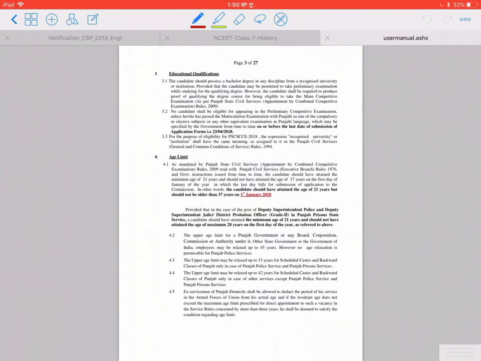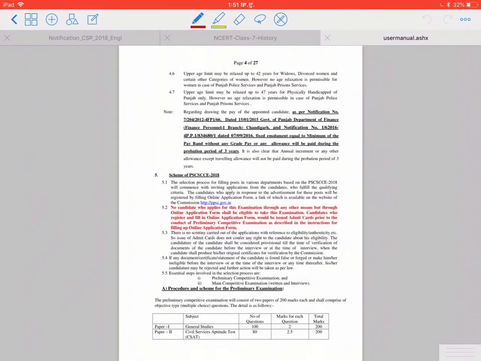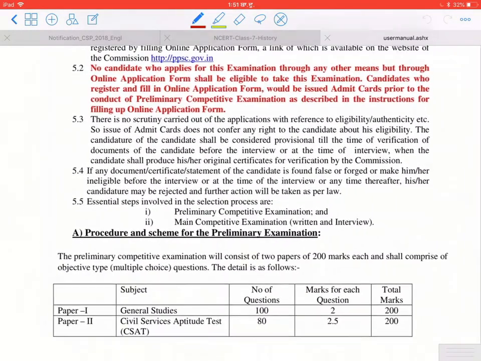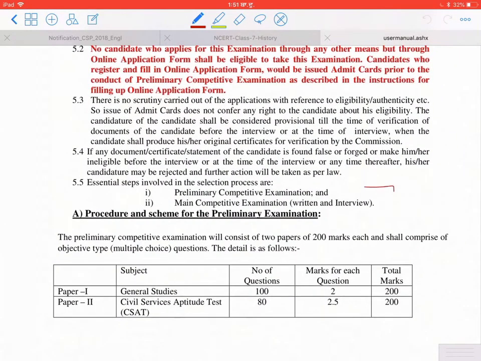Then next is the last date of submission. You have to fill the application forms by the 23rd, and this is the age factor that is considered relevant. After that I am directly moving to the scheme and the syllabus part. The scheme is that first is your preliminary competitive exam, and then the main competitive exam along with the written and interview.